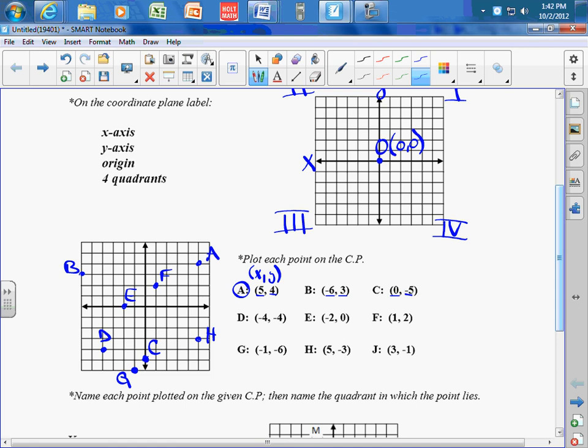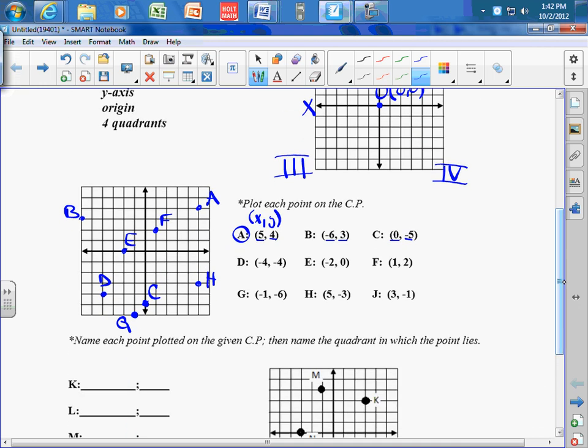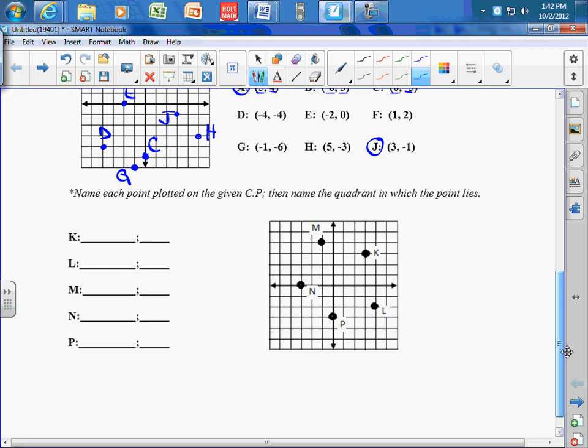We usually don't use the letter I. Why? Because it looks like the Roman numeral 1. It also is very similar to the letter J, so we'll skip letter I when we label points, and we'll do 3, negative 1. 3 to the right, 1 down would be the point J. When you label a point, make sure that the letter that it's associated with goes next to the point.